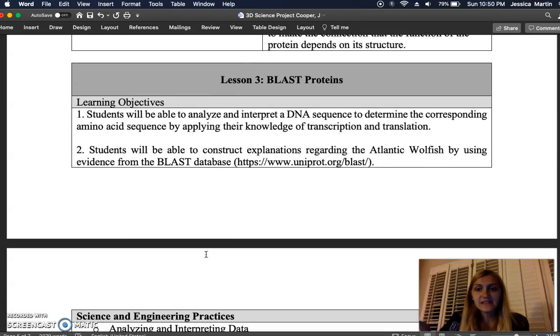All right, and then lesson 3. Lesson 3 would be at the very end of this unit, and it's all about answering that anchor phenomena about the Atlantic wolffish. So the students are going to be actually given a DNA sequence from the wolffish. They are going to transcribe and translate it. And then they're going to use the BLAST database to figure out what protein that actually codes for. And hopefully that protein should answer our question as to how the wolffish survives.